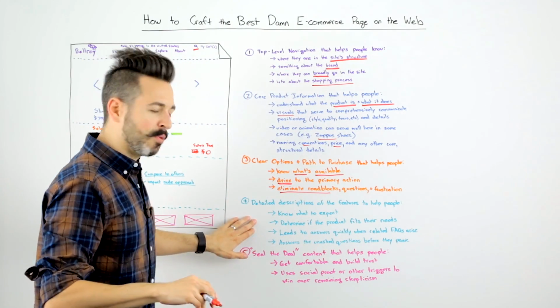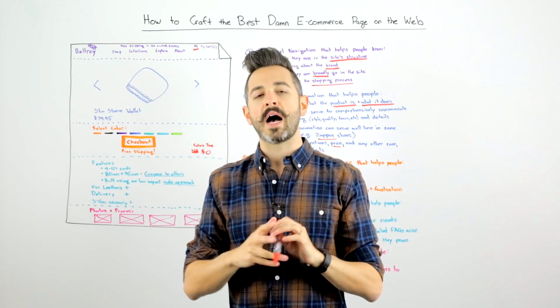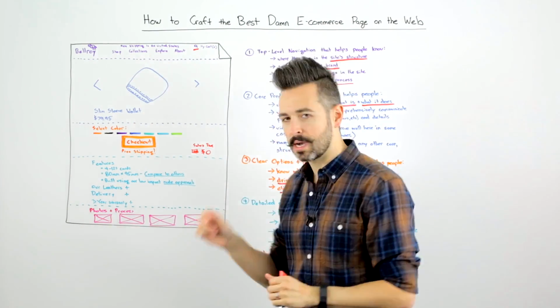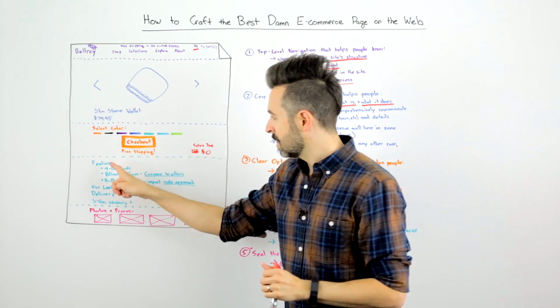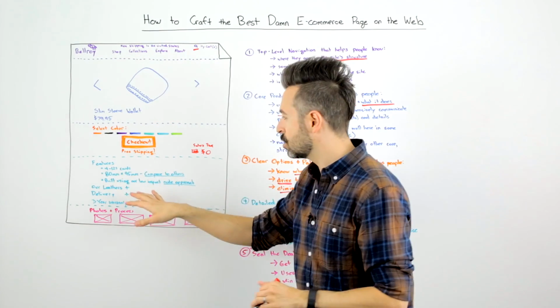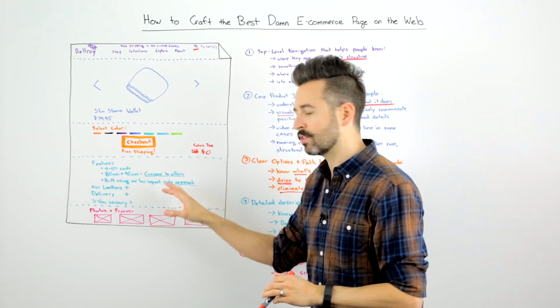All right, number 4, the detailed descriptions of the features of the product. This is where the bulk of the content often lives on product pages, on e-commerce pages. And in this case, they've got a list of features, including all sorts of dimension stuff and how it's built and what it's made from and what it can hold, et cetera, et cetera.